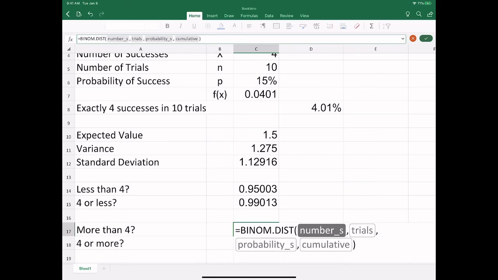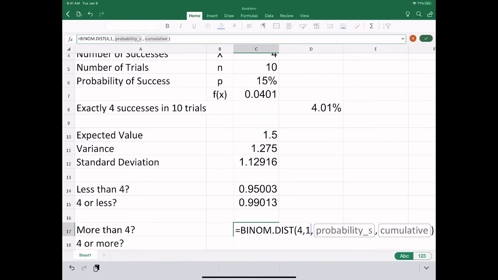So if you know that, and you do now, because I just told you, you're going to calculate the highest number you're not interested in, because this is more than 4, the numbers that you're interested in are 5, 6, 7, 8, 9, 10. And you're not interested in 0, 1, 2, 3, and 4. So we're going to put in 4. That's the highest number we're not interested in. 10 trials.